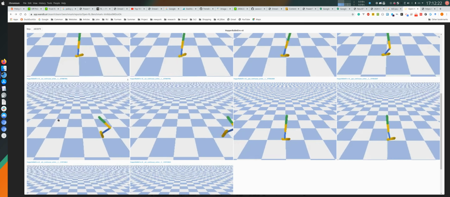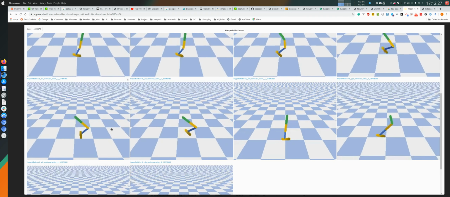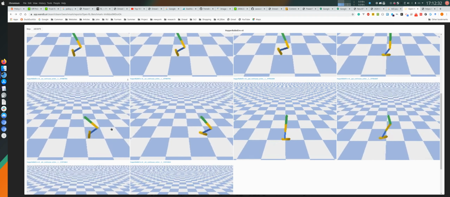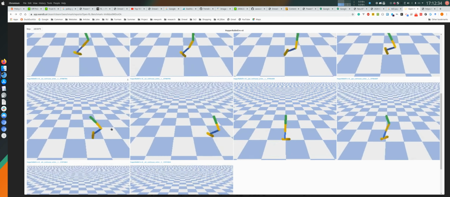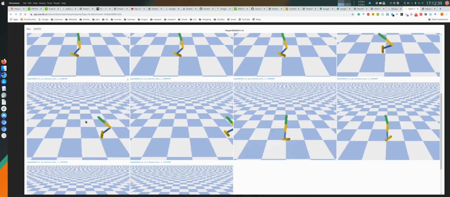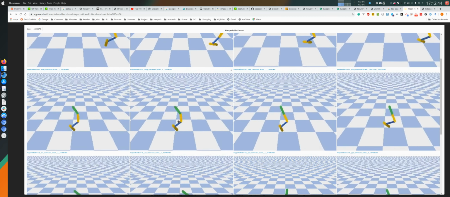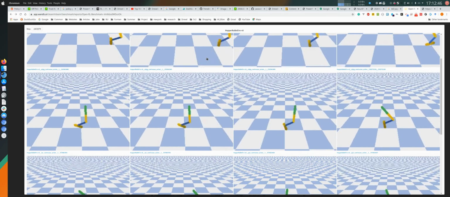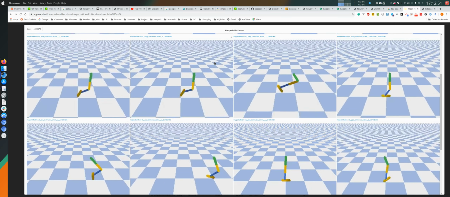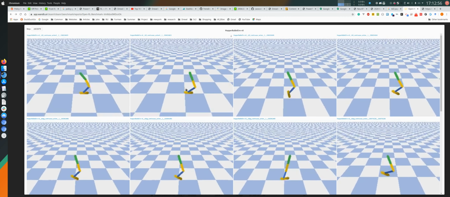And then over here, these two are SAC. On the third row, the first two are SAC. And it's interesting because the second one seems to perform very well, but not the first one. But even then, the agent trained with TD3 is able to run much faster. So that's very interesting for me.